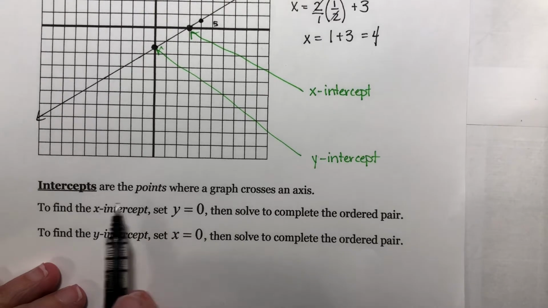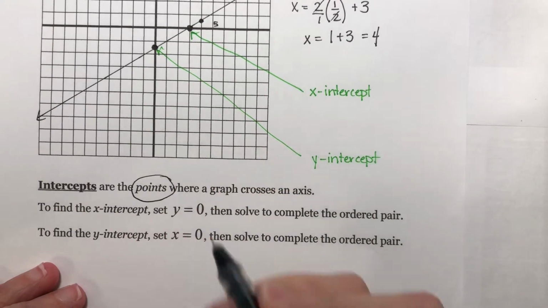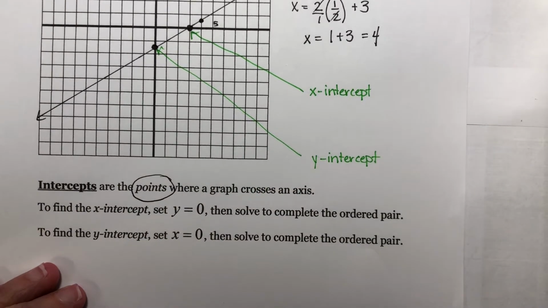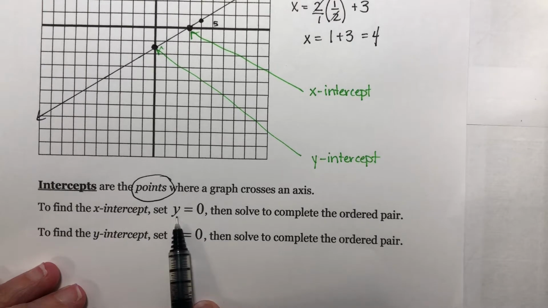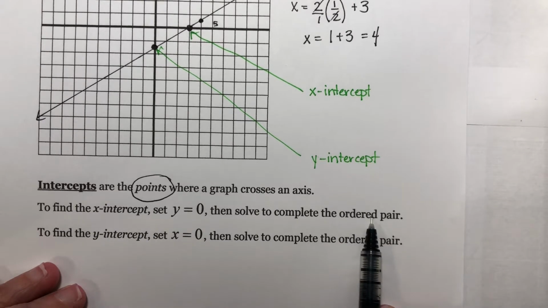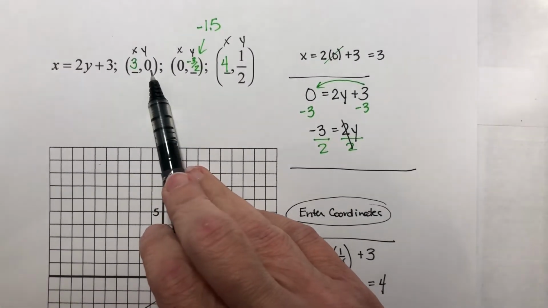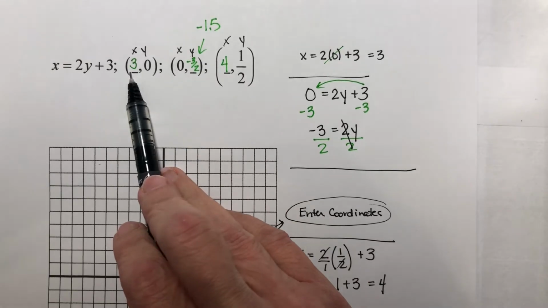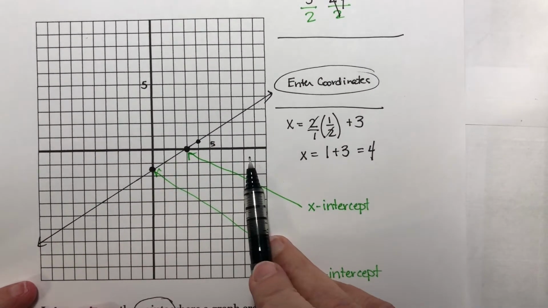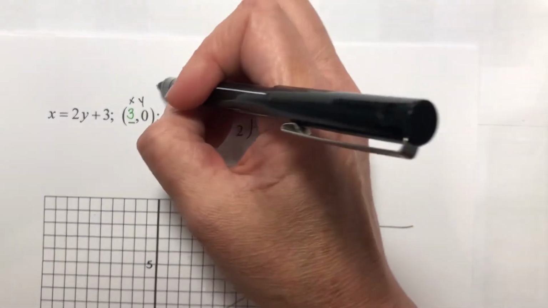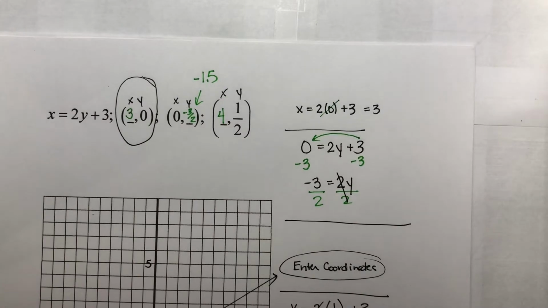Okay, so definitions. Intercepts are the points where a graph crosses an axis. To find the x-intercept, you set y equal to 0 and then solve to complete the ordered pair. For this one, we set y equal to 0, we did our calculations, we found the x value that goes with it, plotted that point, that is where we cross the x-axis. If you were asked to find the x-intercept, you would enter (3, 0). You would not enter 3.